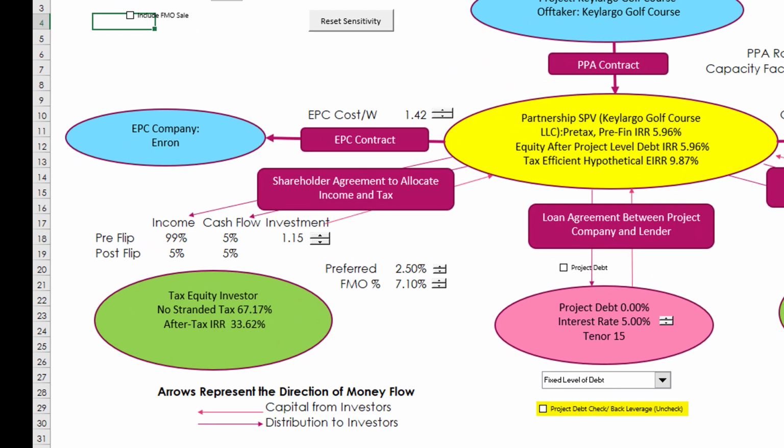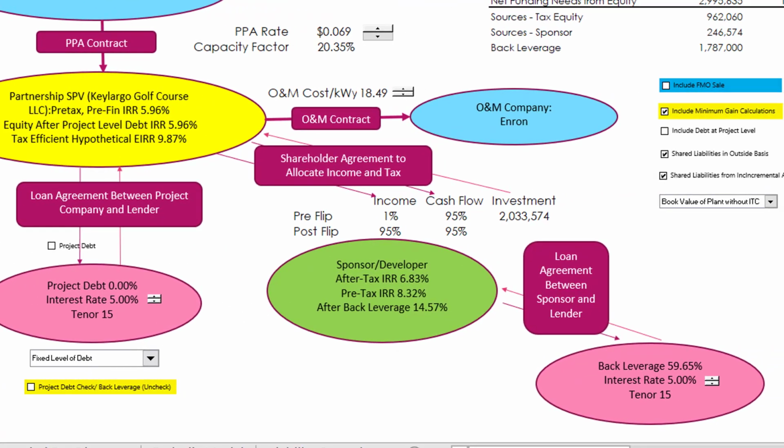Now, another way to do this is you could take this partnership, give some of it to this one, some of it to this one, put no debt here, but then put all the debt down here, and that's called back leverage. And that debt is paid from the distributions of cash flow that these people get, and it's a very different kind of debt than this. Now, all that would be complicated enough to just get modeled.